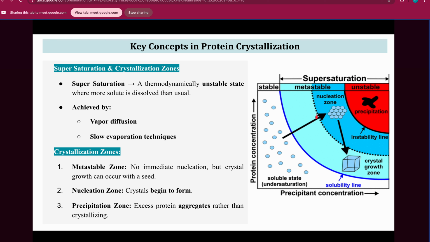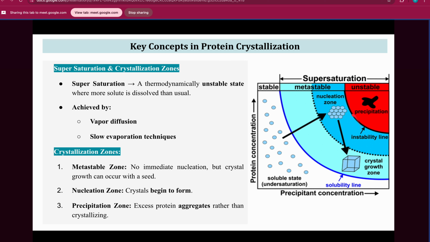In the supersaturation level, there are also further zones. One is the metastable zone, another one is the stable zone. In the metastable zone we also have two zones. One is the crystal growth zone, another one is the nucleation zone. In the nucleation zone, these smaller soluble molecules, meaning protein molecules, get aggregated. But in this case they're not completely aggregated, so they enter into the crystal growth zone and generate a crystal.